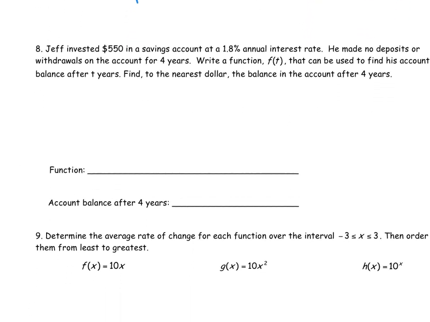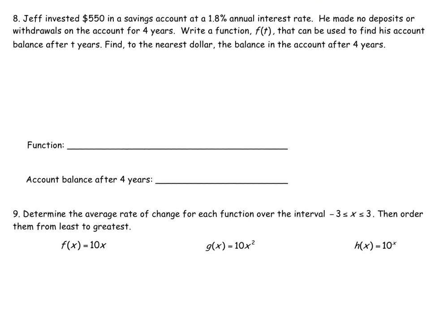All right, moving on. So question number 8. Question number 8 talks about an investment. So you invest $550 in a savings account, which has an annual interest rate. So this thing is growing, okay, because I'm putting it in a savings. He has made no deposits or withdrawals on the account for 4 years. We want you to write a function f of t. So it's saying write a function f of t that can be used to find the amount of money in the account after t years.